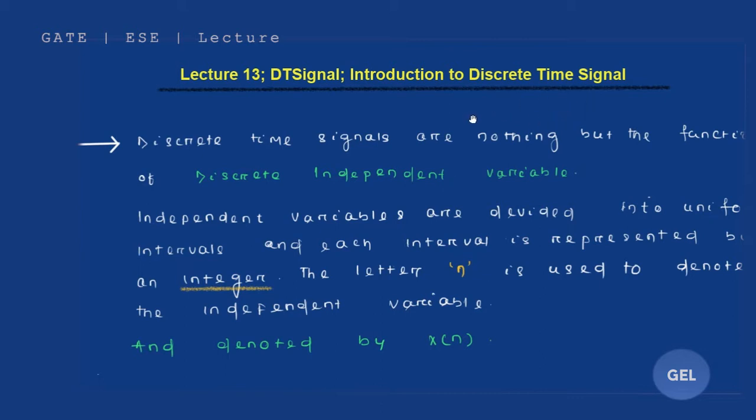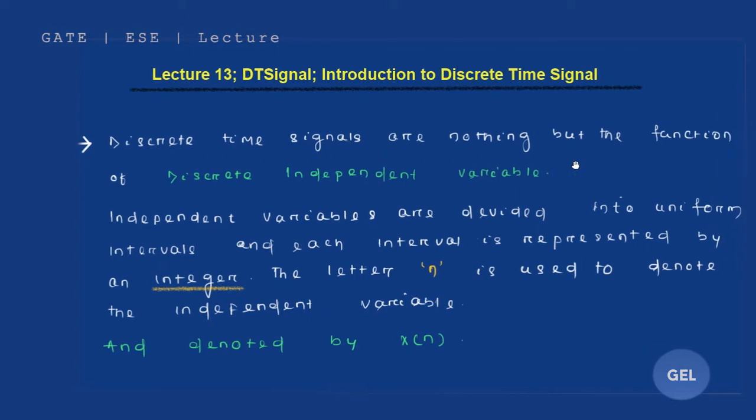What is a discrete time signal? Basically, discrete time signals are nothing but the function of a discrete independent variable. This terminology is very important. Lots of people have a communication gap when they are asked what a discrete time signal is. You need to say it in a very simple way.